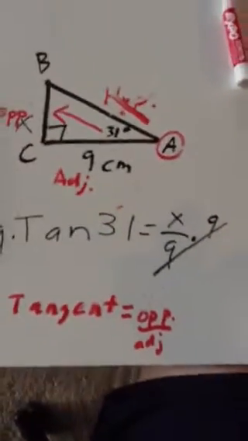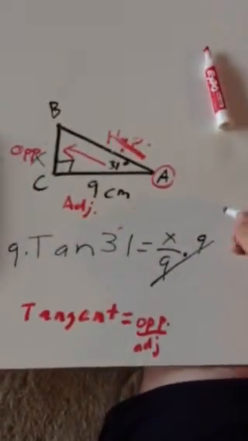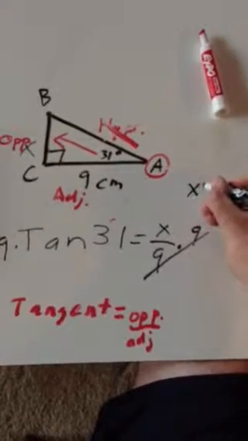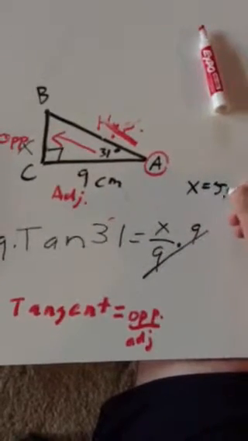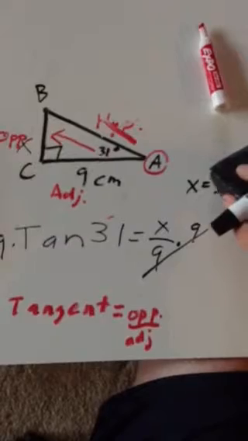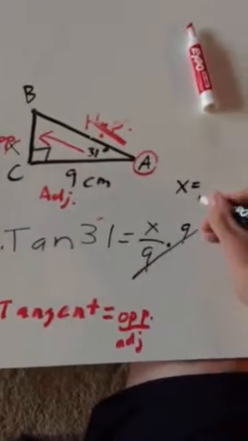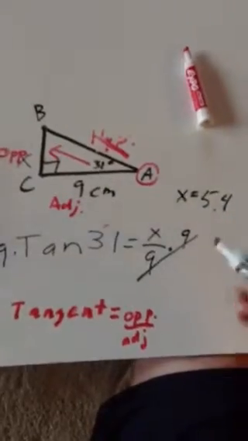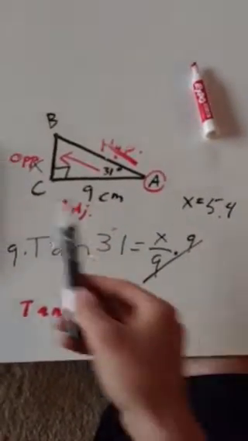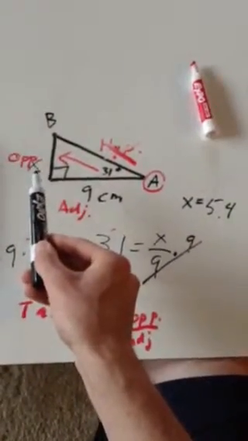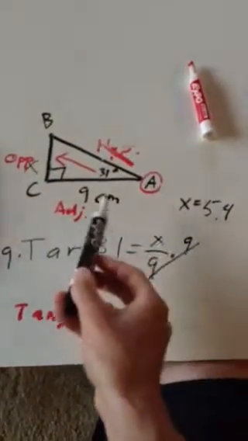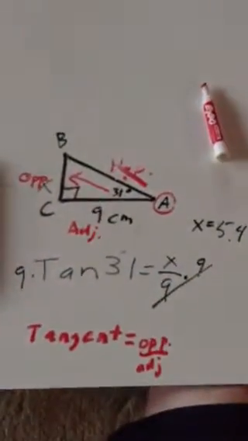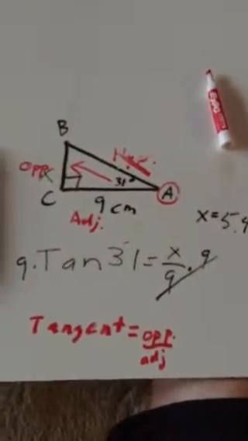Let's zoom all the way out here. So X equals 5.4. If you look at your triangle, the missing side X up here is 5.4 centimeters. That's one example I'll give you. Figure out the rest.